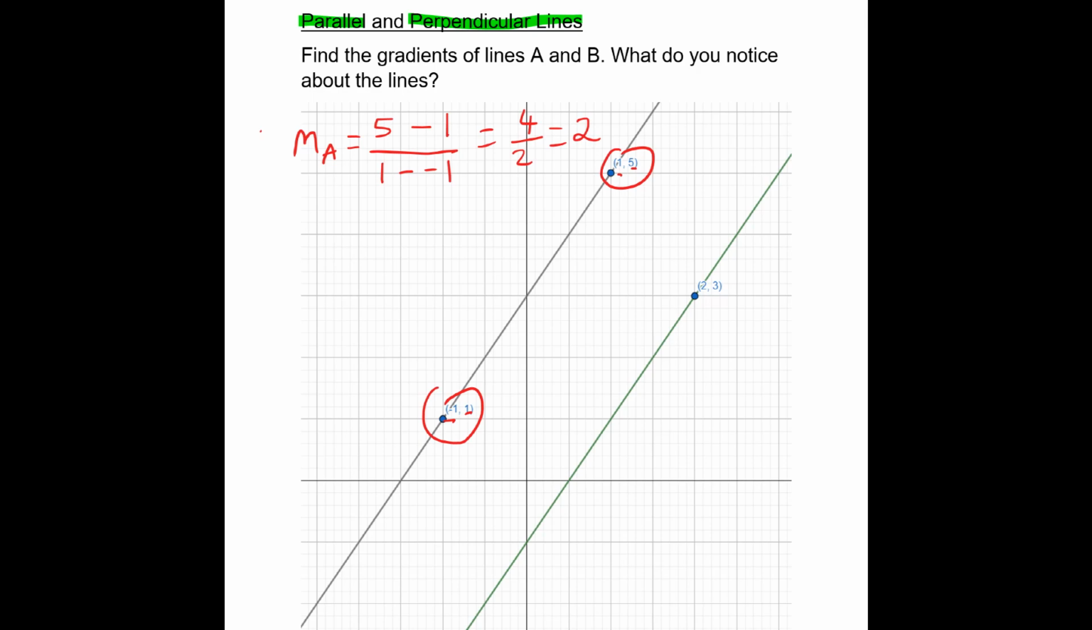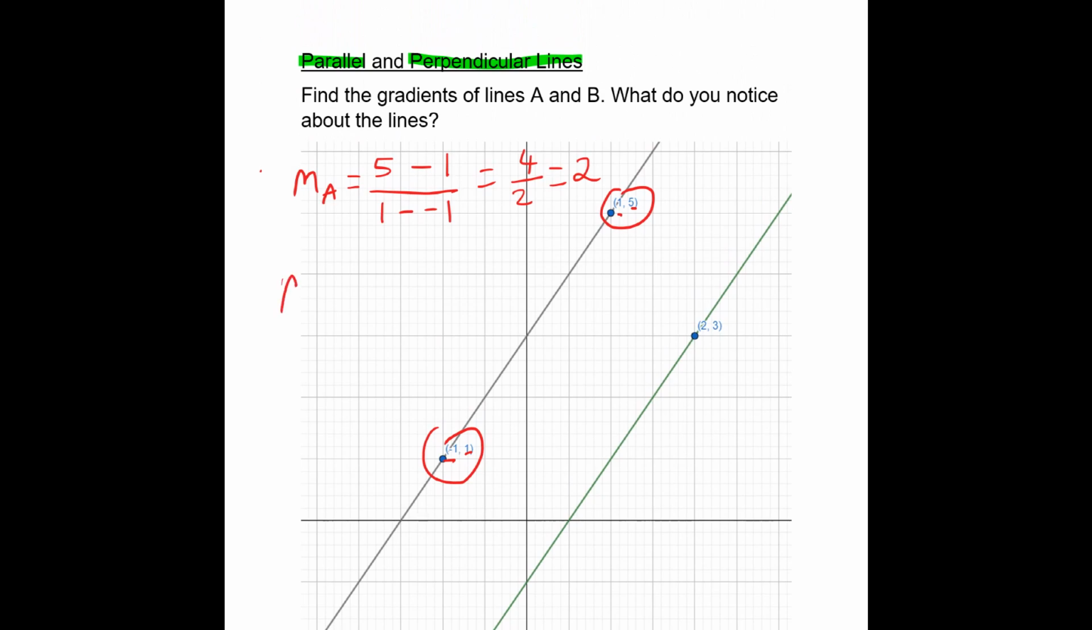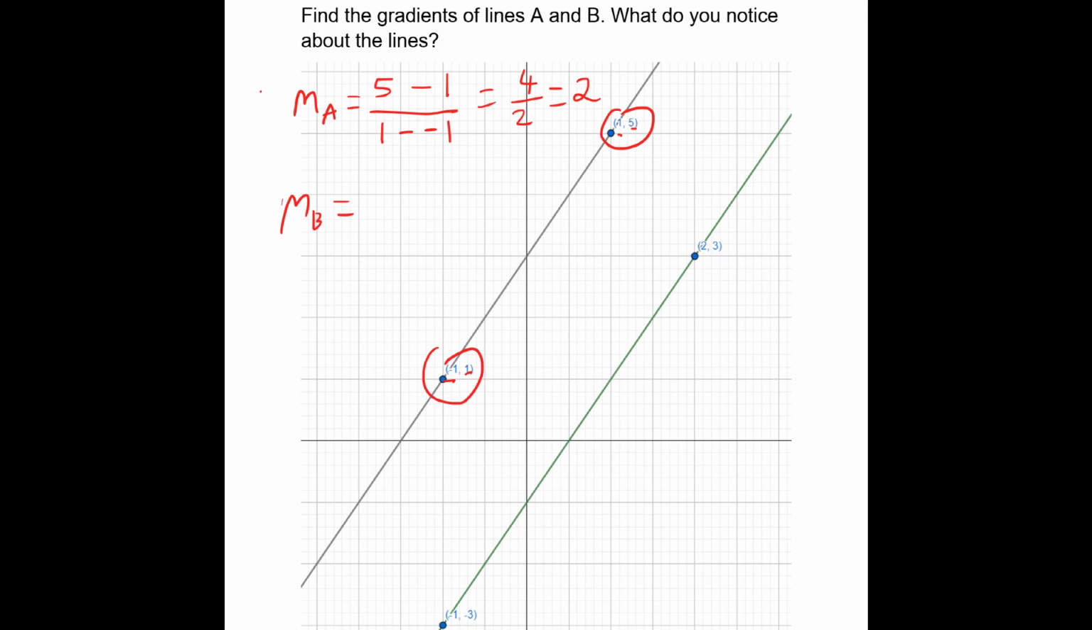And the other line, so this is line B, to work out its gradient, I'm going to do, so scroll down a little bit, there we go, y2 take away y1, so 3 take away minus 3, over 2 take away minus 1. This is going to be 6 over 3, which is 2. But these numbers are identical. I've got the gradient of A is 2, and the gradient of B is 2.